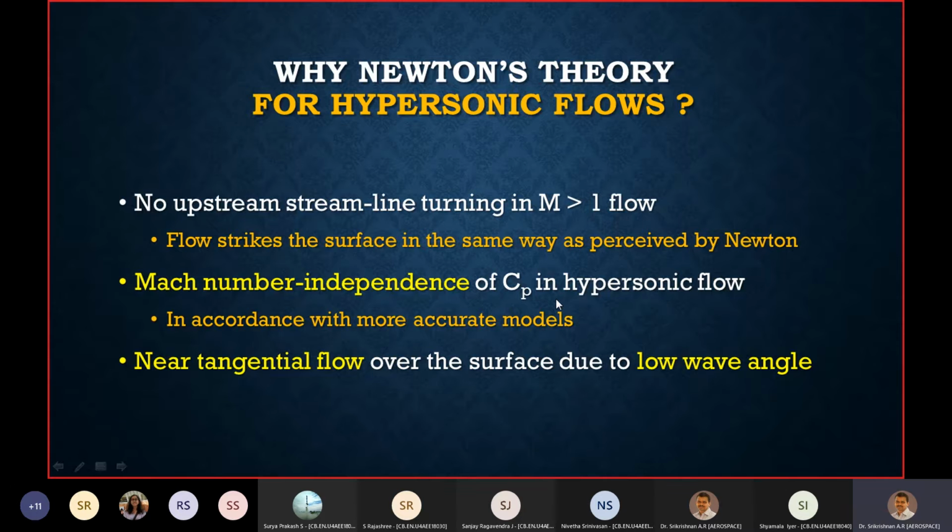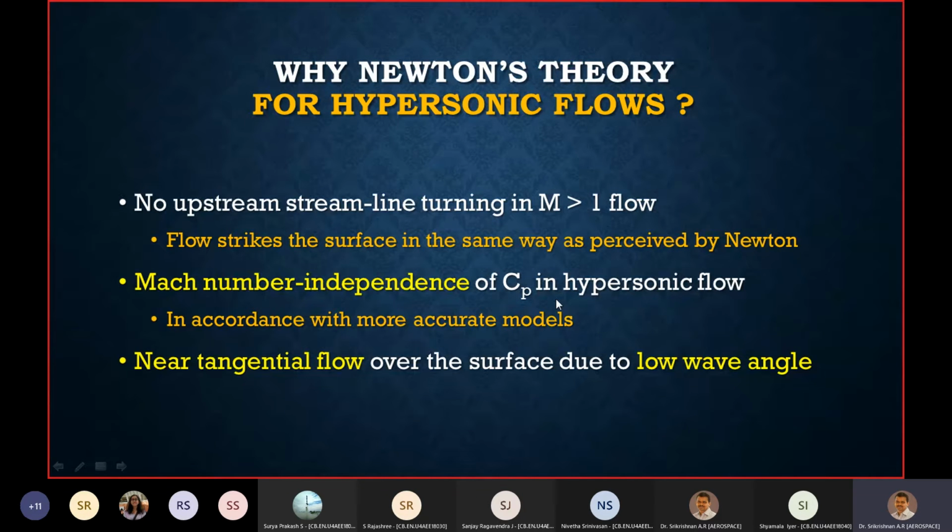Now the third one: a near tangential flow over the surface due to the low wave angle. This is very important, and it is particularly applicable for sharp bodies and hypersonic flows, where we will see more applications for Newton's theory. That is, for sharp edge bodies, when theta is low and when omega and beta are low.